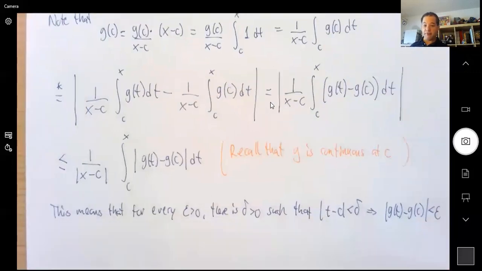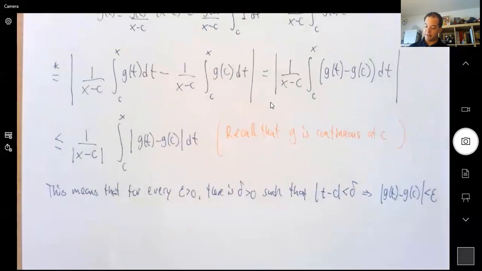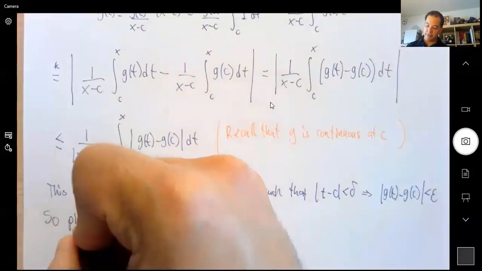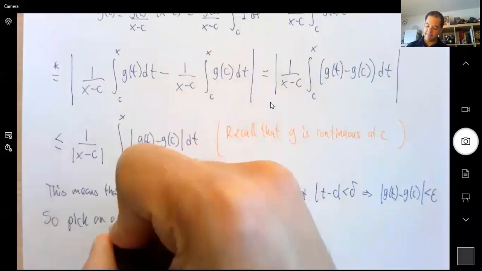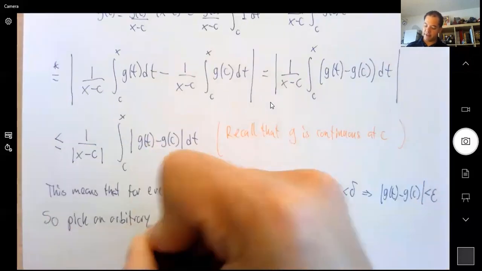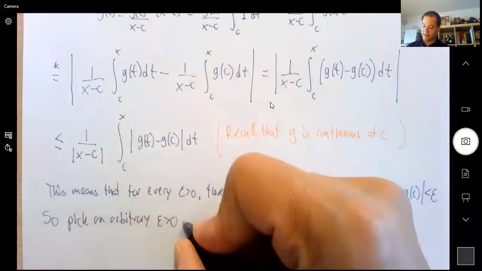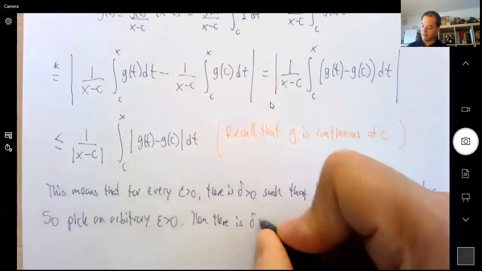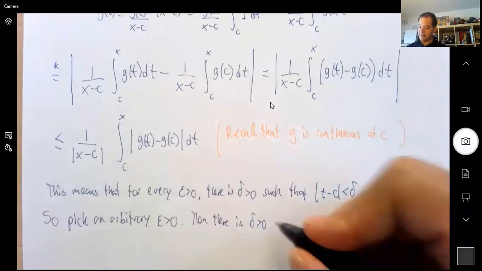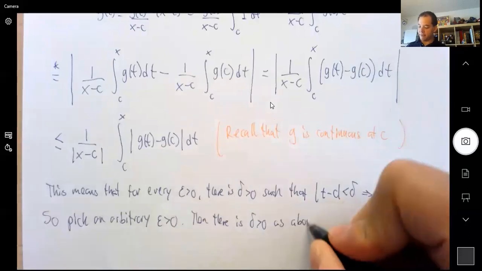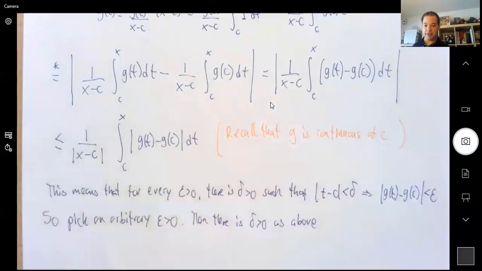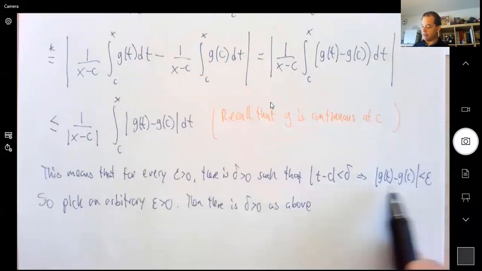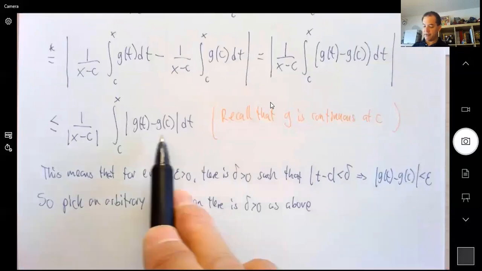So we pick an epsilon now. We pick an arbitrary epsilon greater than zero. Then there is delta greater than zero as above. I'm not gonna repeat it, but this happens, right? But the important property to have in mind here is that this inequality, now I can tag over here, right?